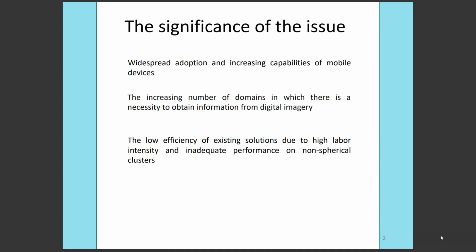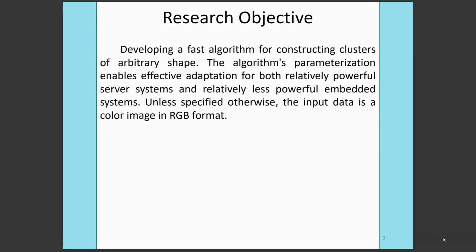utilization of new models and algorithms of artificial intelligence, including clustering, artificial neural networks, and classification. However, challenges persist in achieving computational efficiency, particularly when applied in embedded systems. And traditional clustering algorithms face challenges in constructing clusters of arbitrary shape, leading to computational bottlenecks in modern computer vision algorithms. To solve these problems, in this work we propose a fast algorithm for constructing clusters of arbitrary shape.